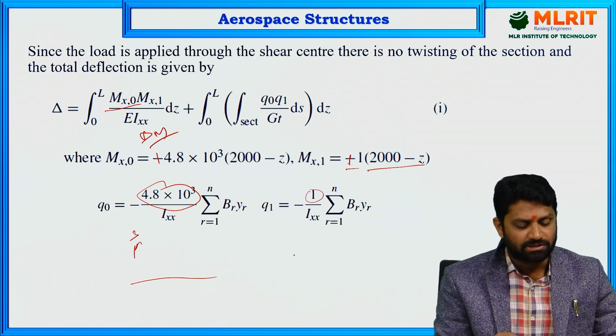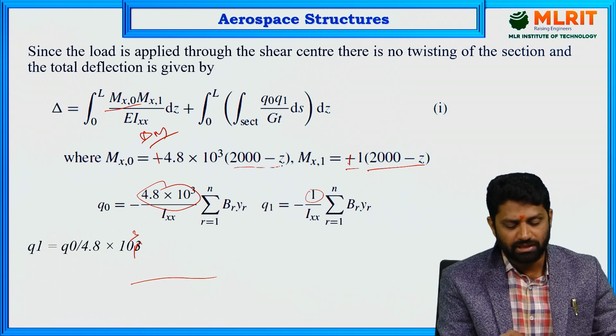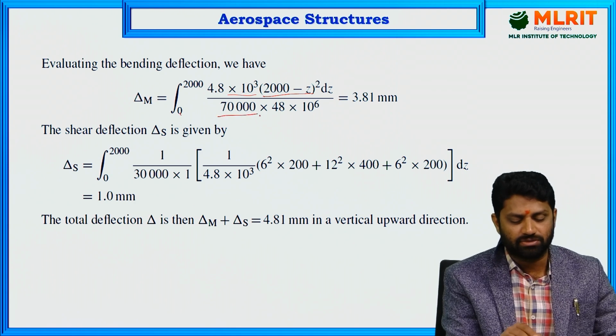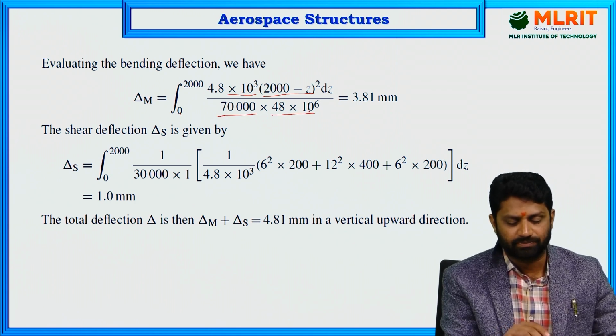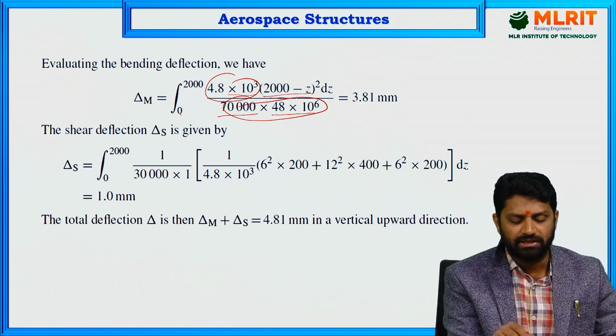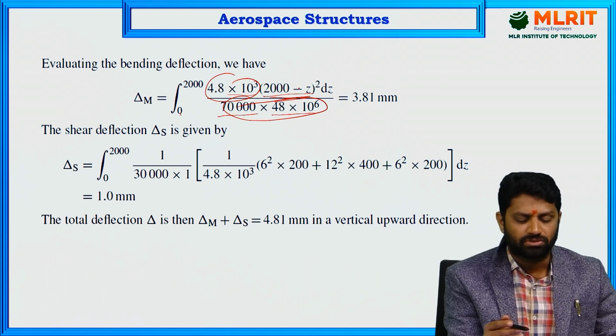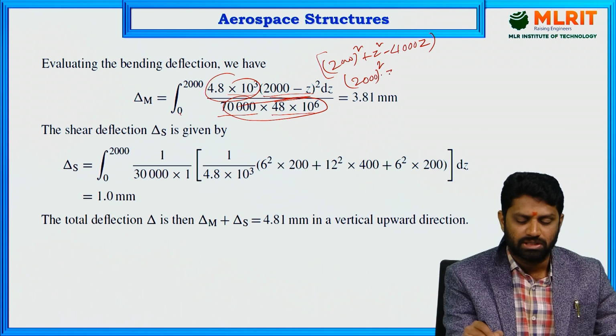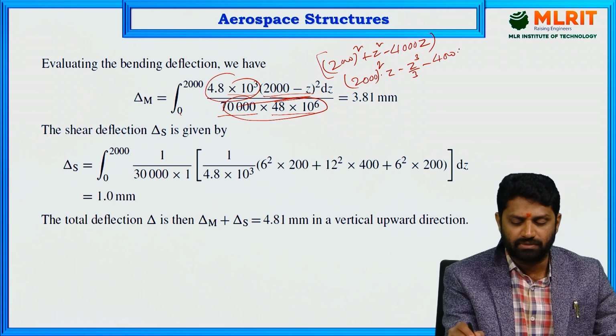So when you multiply this, you are going to get 4.8 into 10 power 3 into (2000 minus z) into (2000 minus z), that is (2000 minus z) whole square, divided by Young's modulus, 70,000, and moment of inertia, 48 into 10 power 6. The rest of all these things are constant, and you can integrate this (2000 minus z) whole square. You can expand it as 2000 square plus z square minus 2 into 2000 into z, that is 4000 z, and then you can integrate this, and you are going to get 2000 square into z, plus z cube by 3, minus 4000 into z square by 2.